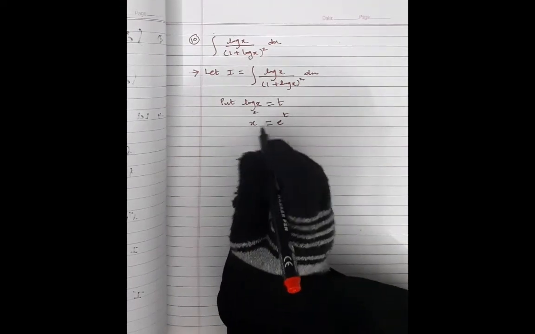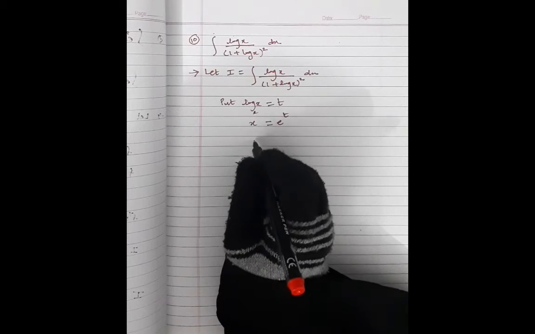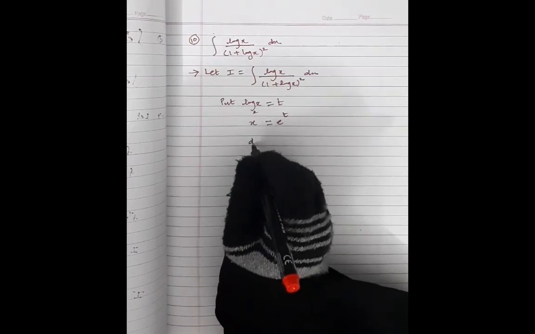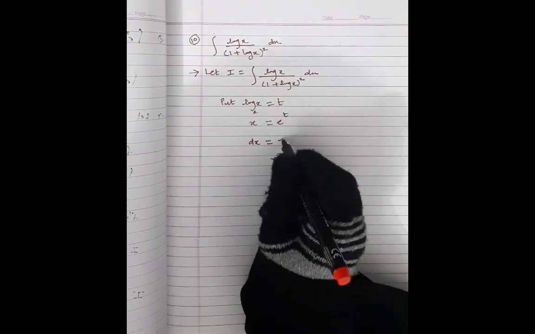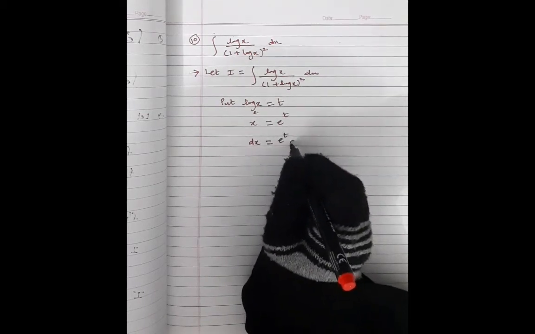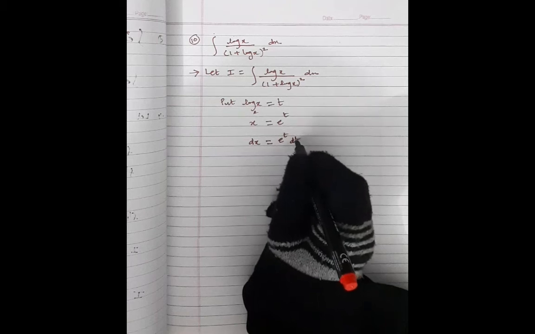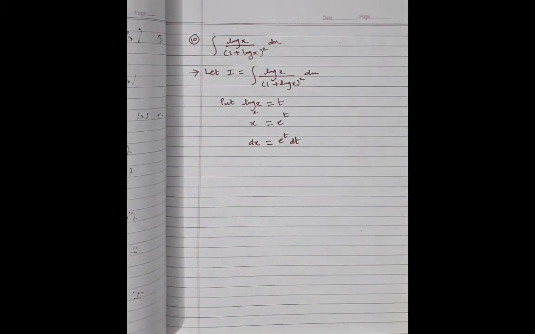And then find the derivative of x. What is the derivative of x? It is 1, so it is 1 into dx, which is equal to the derivative of e raised to t, which is e raised to t into dt. So dx is equal to e raised to t into dt.